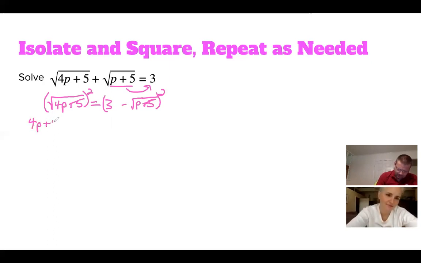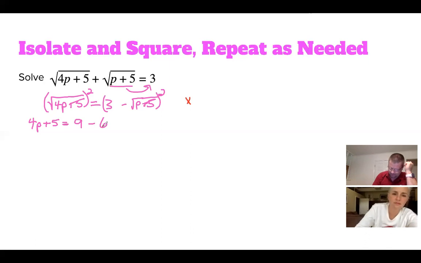Okay. But on the other side, now, for the love of all that is good and holy, we've talked about this before. Do not square each of these terms. That's 3 minus the square root of p plus 5, all squared. I have to lay that thing down twice, right? So I'm going to get 9 minus 6 square root of p plus 5, and then plus p plus 5.